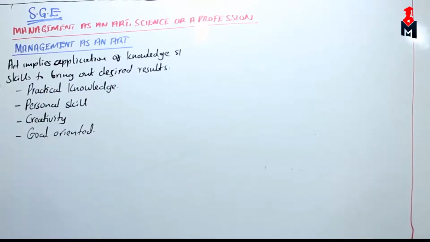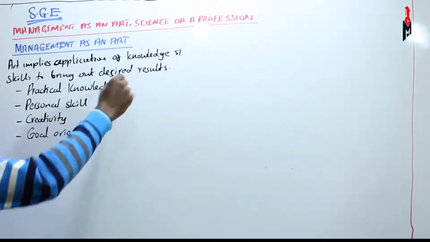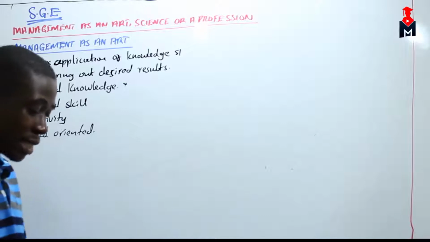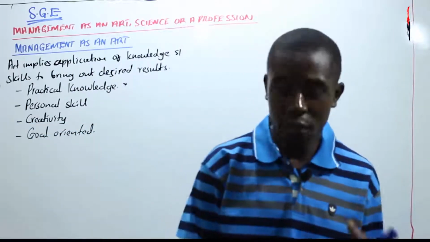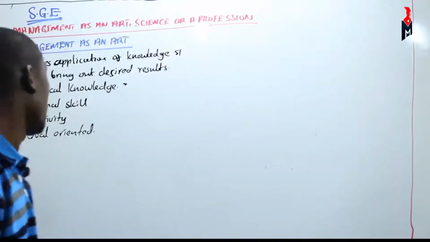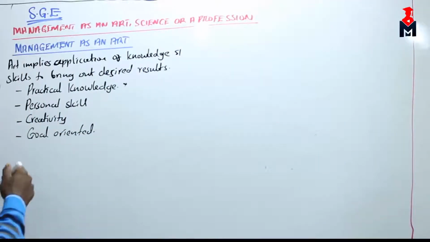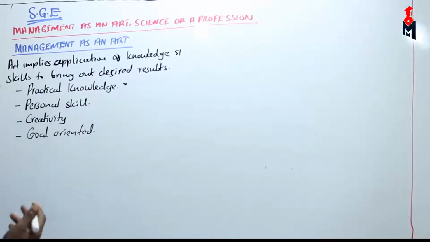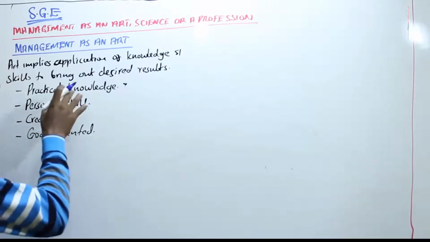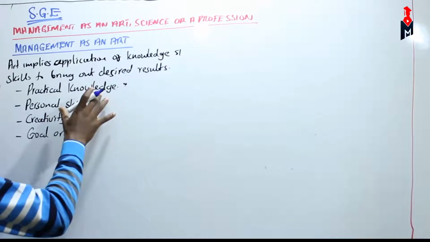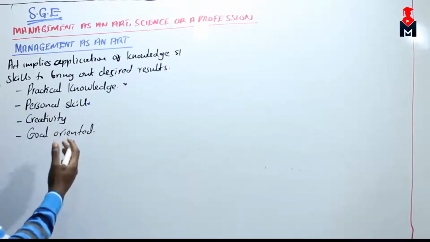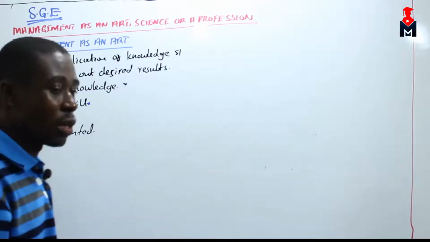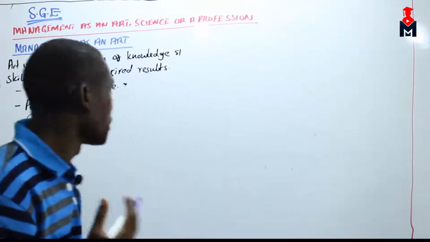So you'll find that the characteristics of an art, number one, you are saying it entails a practical knowledge, meaning that you should be having the knowledge first of all. You should be having the knowledge to apply what you want to apply. The other characteristic, we have personal skill, meaning that if you have also the knowledge, the personal skill will come in very handy, because it is a personal skill that will assist you to achieve the desired results.